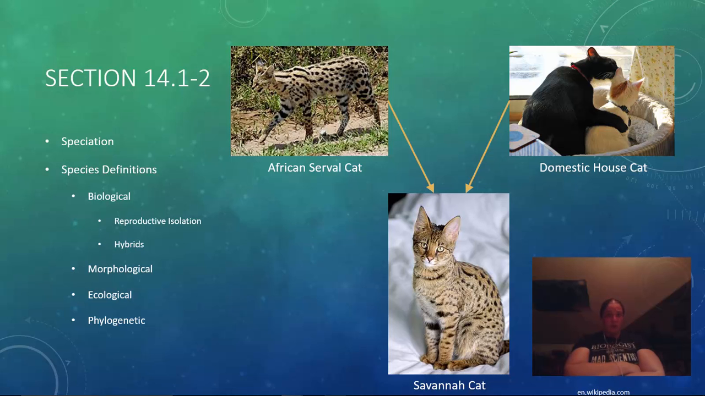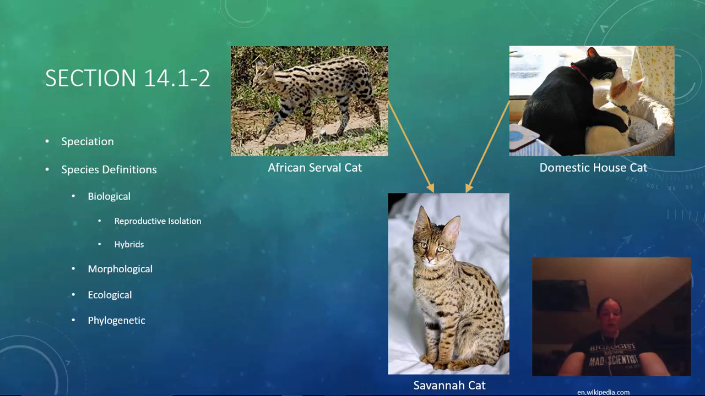Typically, when we are talking about a scientific species, we are using the biological definition of a species, which means that you have a group of organisms that can reproduce with each other, but cannot reproduce with a number of other organisms. They are reproductively isolated. They can't reproduce with other species.